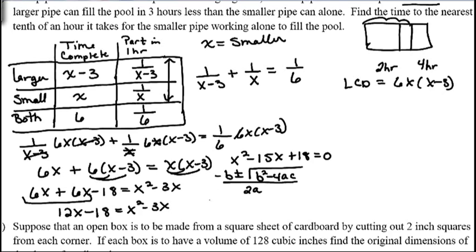So we're going to have positive 15 plus or minus the square root of negative 15 squared. And don't forget to put that in parentheses because you have to square the negative 15, which will be a positive number. And then minus 4 times a, which is 1, and then times c, which is 18. And this is all being divided by 2 times a, but our a is just 1.